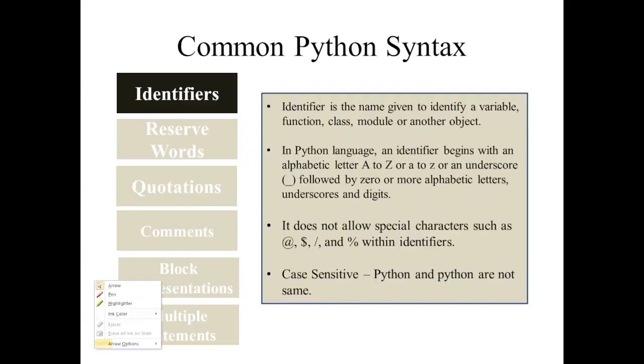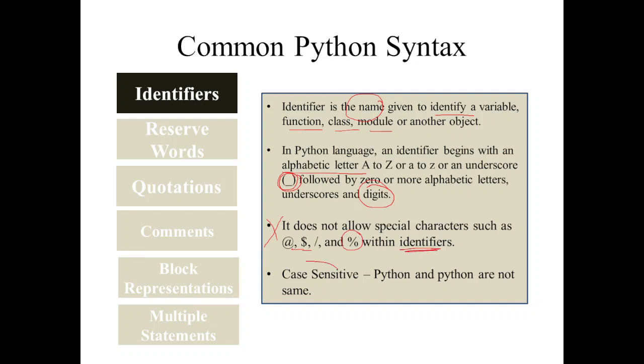So first of all, we must be familiar with the identifier. An identifier is the name which is used to identify a variable or any function, class or module. A common way to write the name of any variable or function is to use alphabetic letters, and we can also use an underscore in it. We can also use digits in it, but we cannot use any special character like at sign, dollar sign, slash, or percentage sign within a variable name, within an identifier.